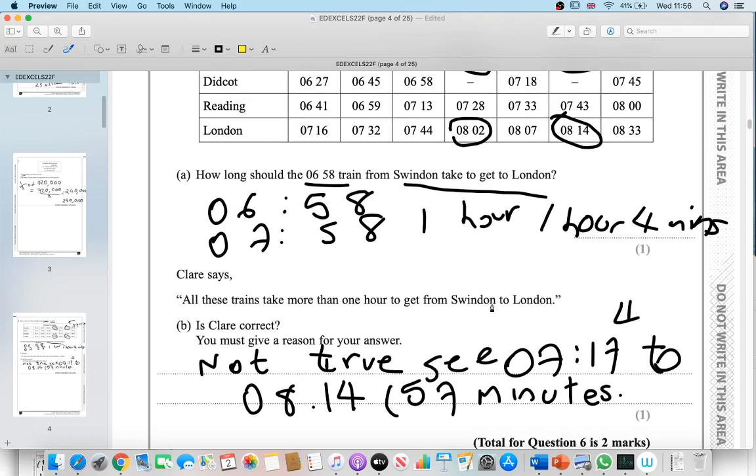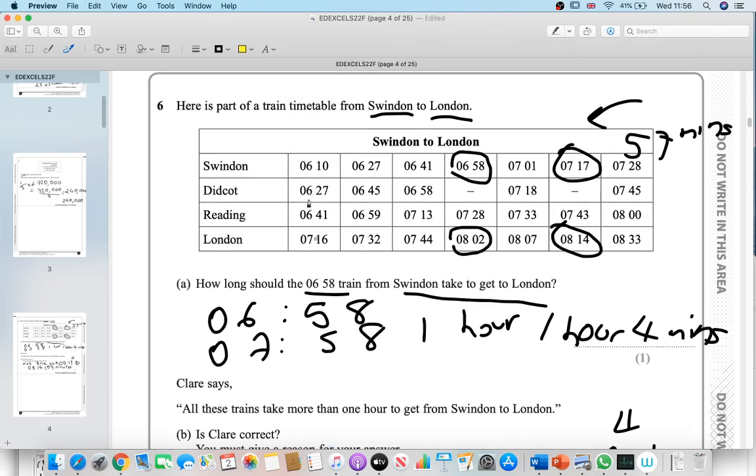Okay, so here is more than an hour. Here is more than an hour. Here is more than an hour. Again, more than an hour. More than an hour. And then more than an hour.